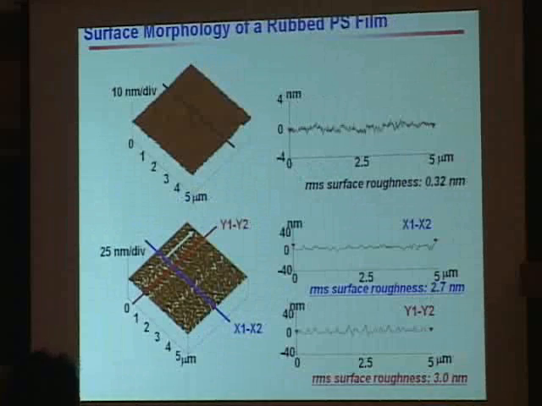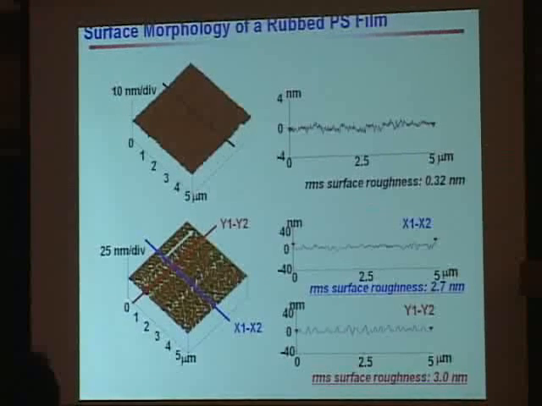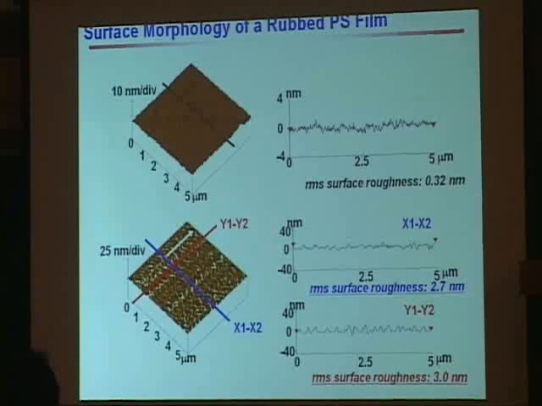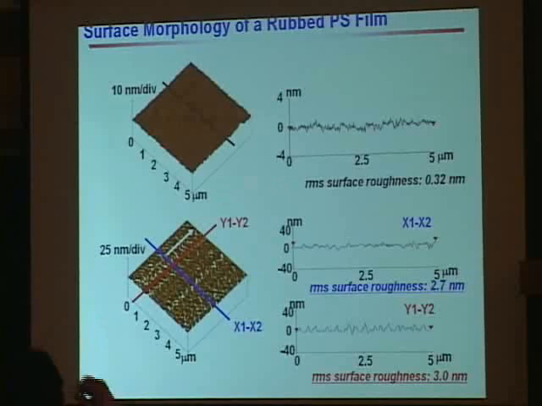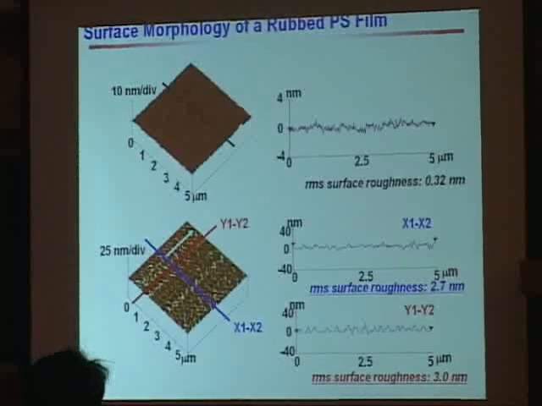First, we measured the AFM. This image is the AFM image of the unrubbed film. As shown here, the RMS surface roughness is 0.32 nanometer. It means the unrubbed polystyrene film is very smooth. But after rubbing, we can see some scratches along the rubbing direction. This white arrow is the rubbing direction.